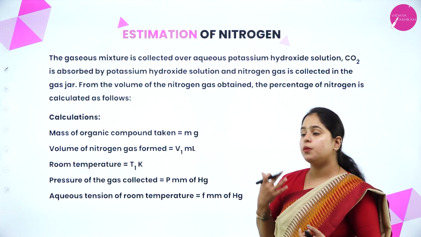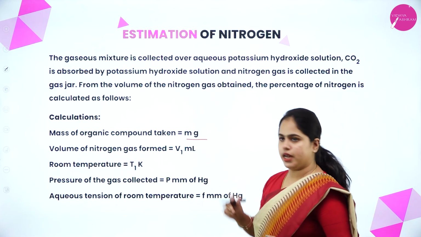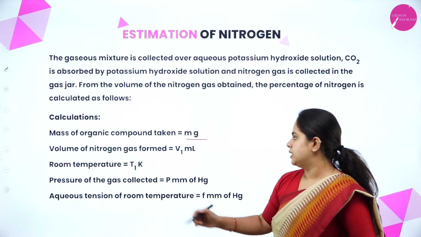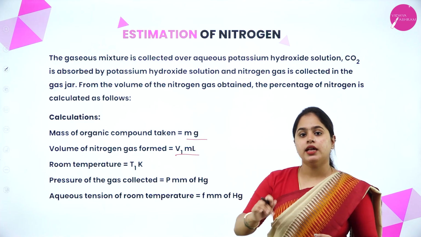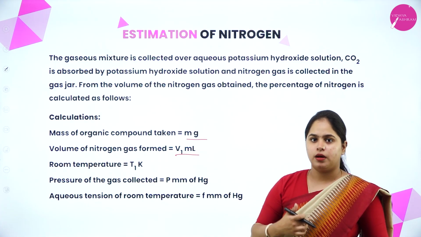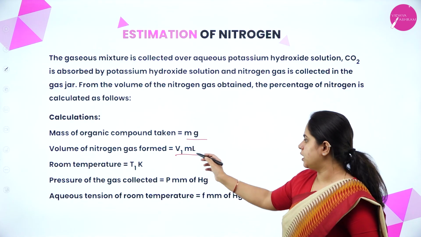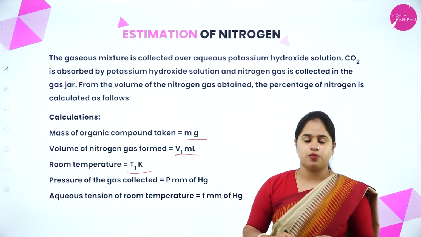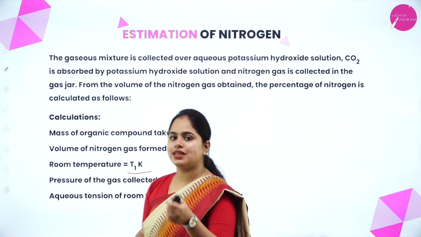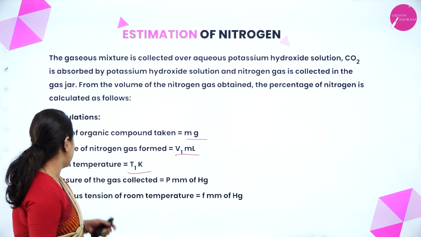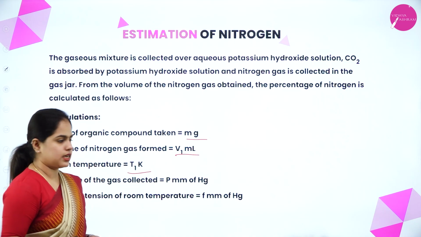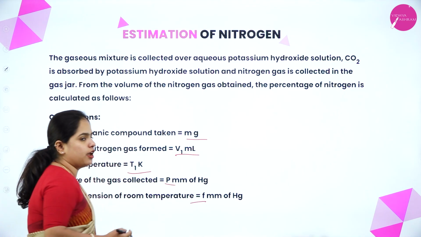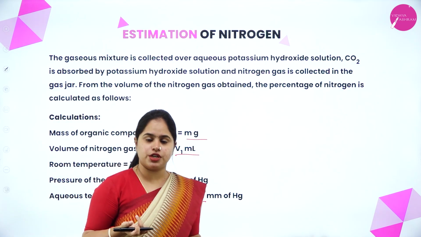So if you consider the mass of the organic compound as m gram, and the volume of nitrogen gas formed as V1 ml. The nitrogen gas finally formed in the product, we are taking it as V1 ml. And room temperature also needs to be noted here. Room temperature is T1 Kelvin, right? And the next one is the pressure of the gas, considered as P, and the aqueous tension is considered as F. Now what is the importance of aqueous tension here?